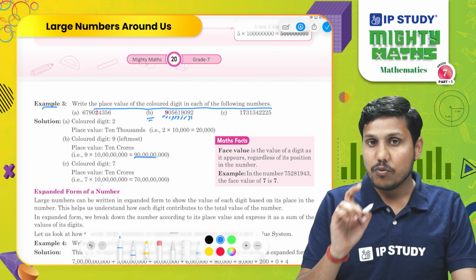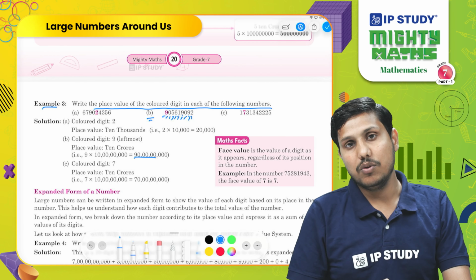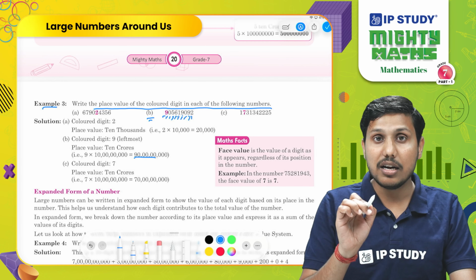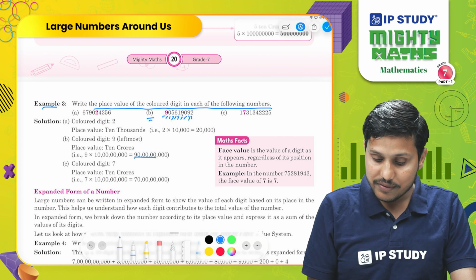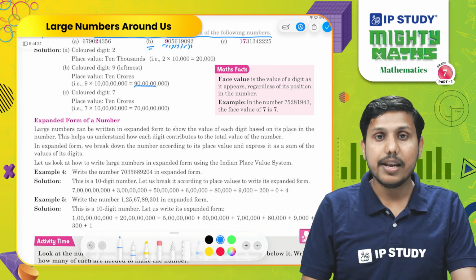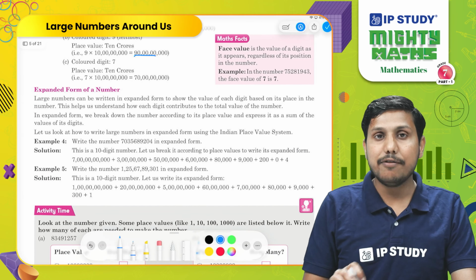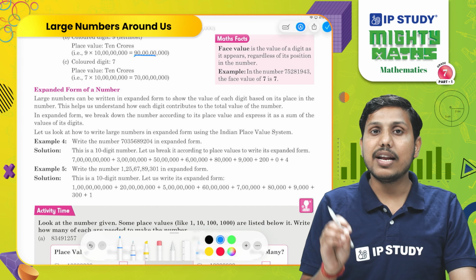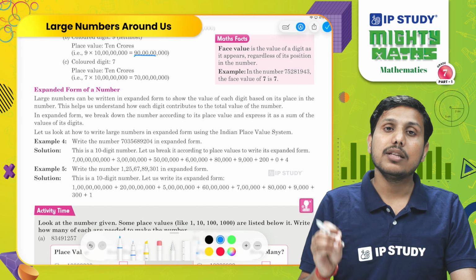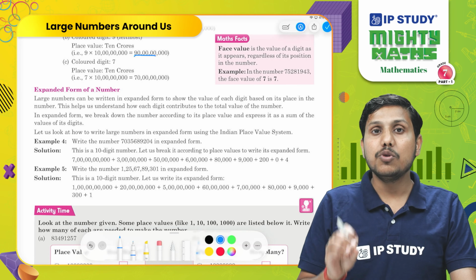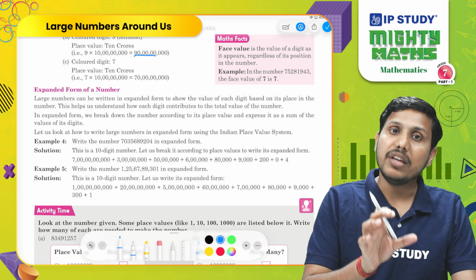Okay, now there is one more concept which is called face value, and face value is nothing but the digit itself. Like the face value of the digit 9 will be 9 only. Face value of this digit 6 will be 6 only. Understood? Now moving forward, expanded form of a number. If we are given a number, we can write its expanded form using the place values of each digit. We represent the number using the sum of the place value of each digit.